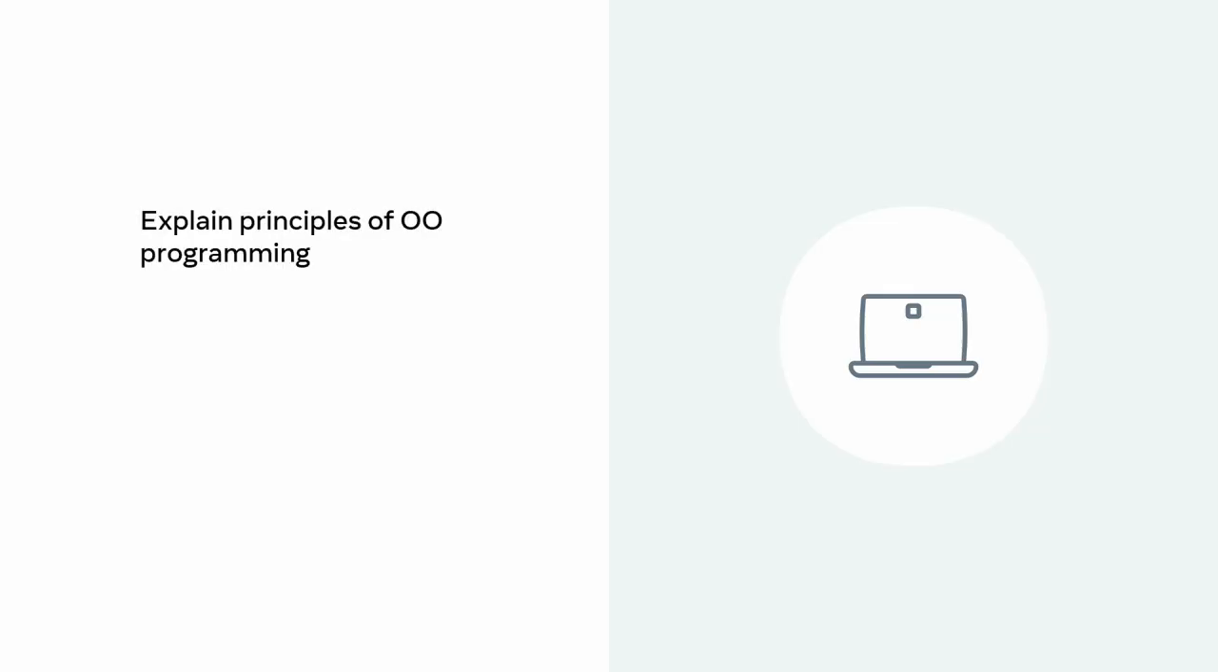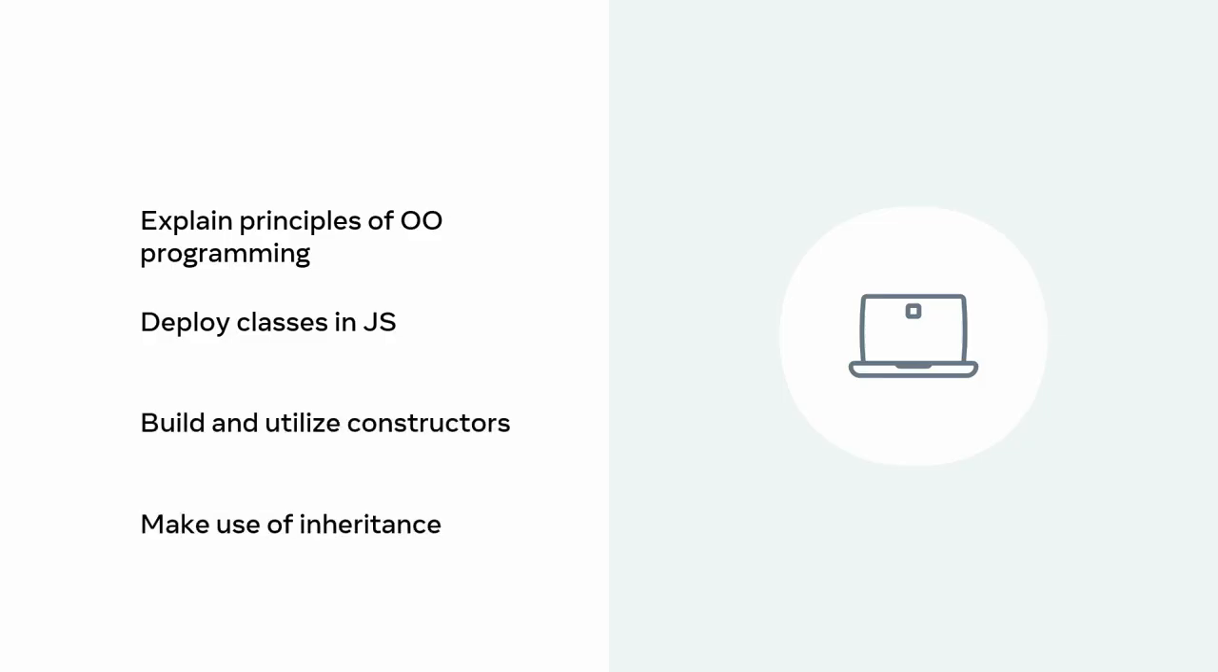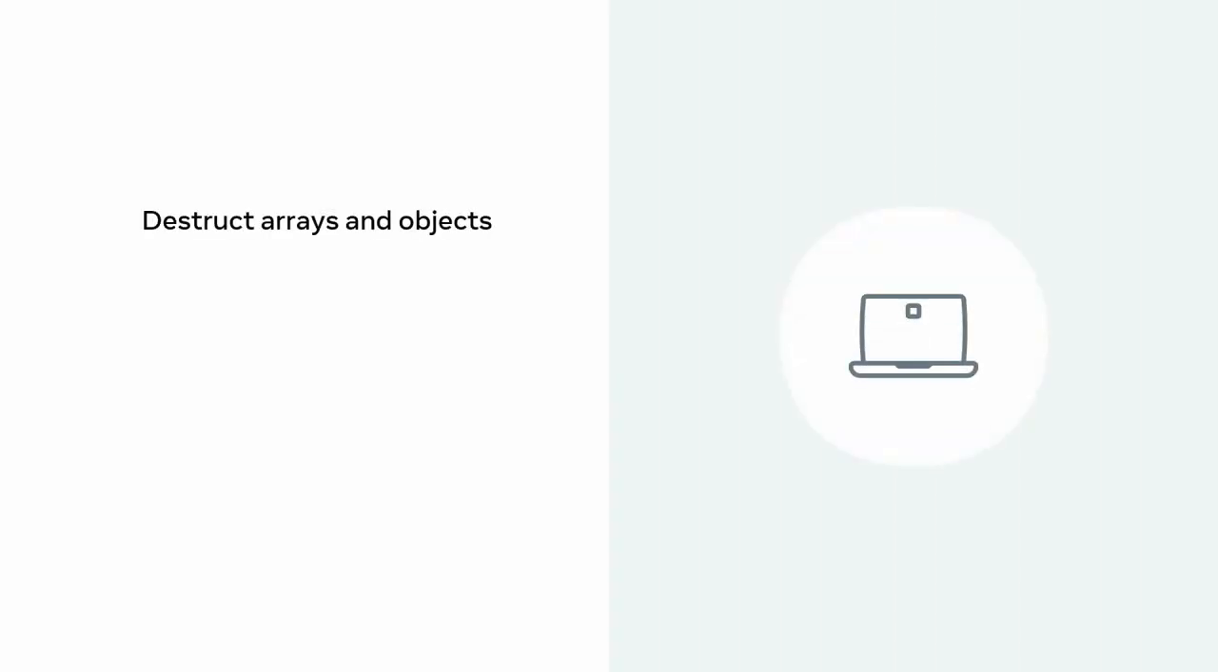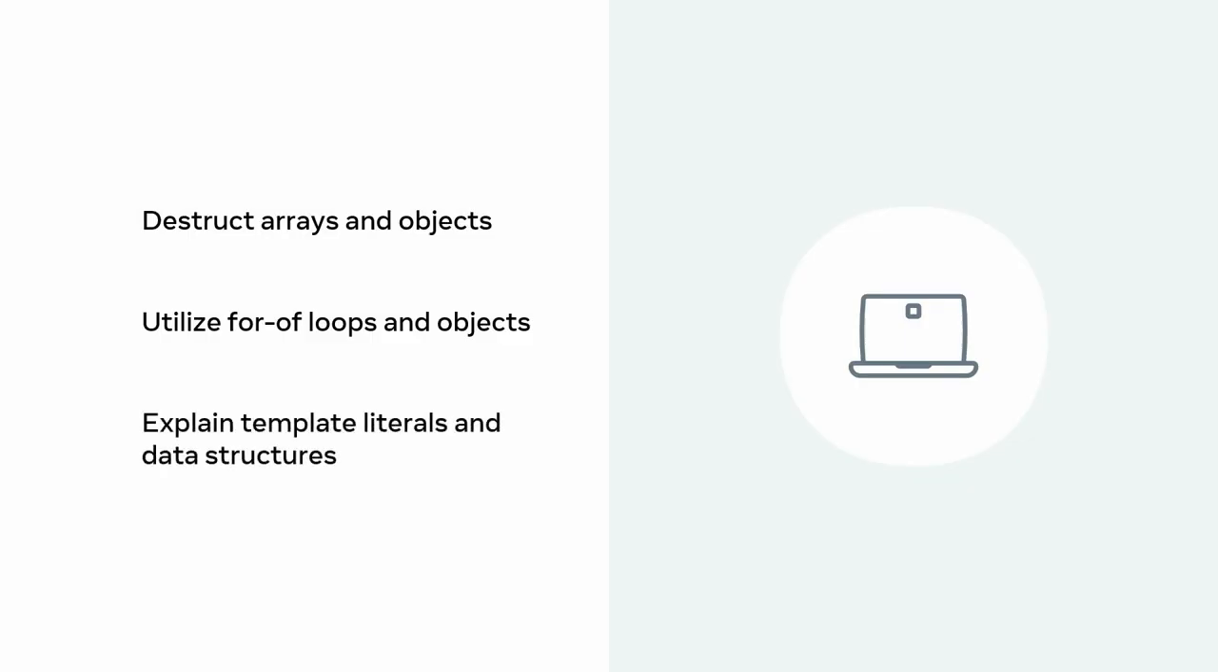In the next lesson, you explored object-oriented programming and learned the principles of object-oriented programming, how to deploy classes in JavaScript, build and utilize constructors, and make use of inheritance. You then explored advanced JavaScript features, in which you learned how to destructure arrays and objects, utilize for-of loops and objects, explain the concepts of template literals and data structures, and demonstrate the use of the spread and rest operators.